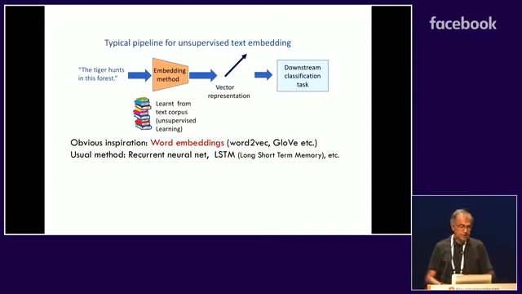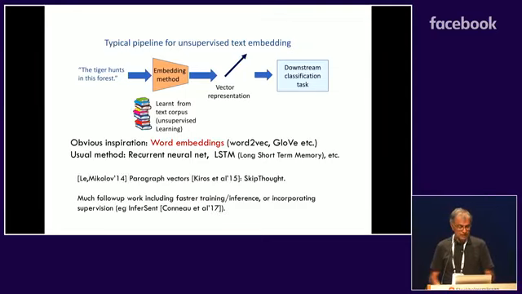The obvious inspiration in this is word embeddings, of course, like word2vec and GloVe, which do this superbly for words. And then the usual method for text embeddings is some form of recurrent neural nets, LSTMs, etc. Although lately they've been replaced by convolutional nets, which seem to do it slightly better. And these are some of the papers. There's a lot of work here, obviously.